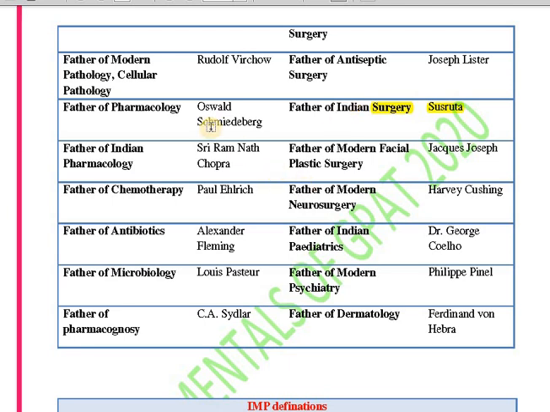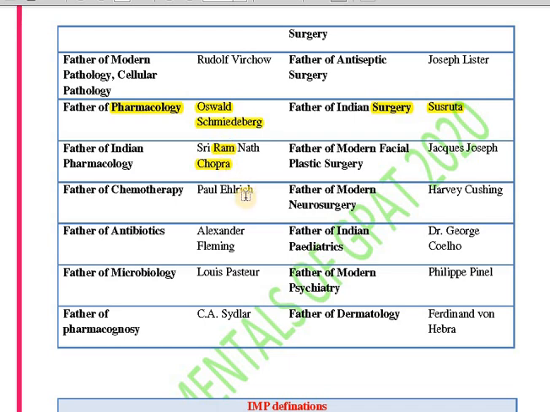Okay, then the next important branch of pharmacy is pharmacology, and the father of pharmacology is Oswald Schmiedeberg. You must remember this. Then the father of Indian pharmacology: Ramnath Chopra is the father of Indian pharmacology.